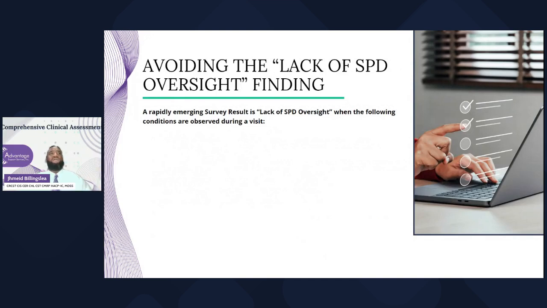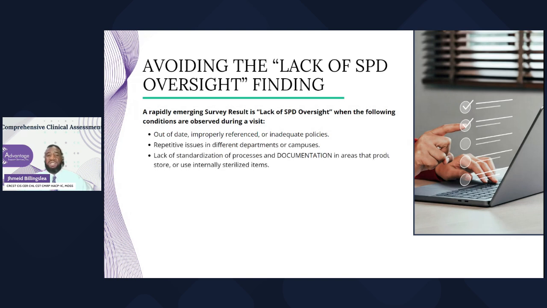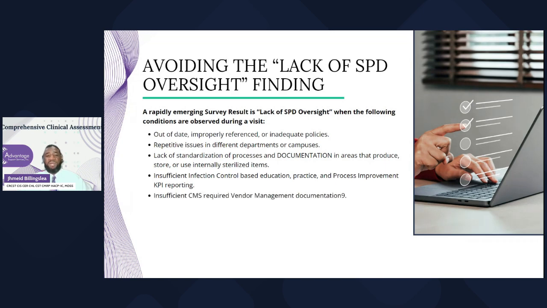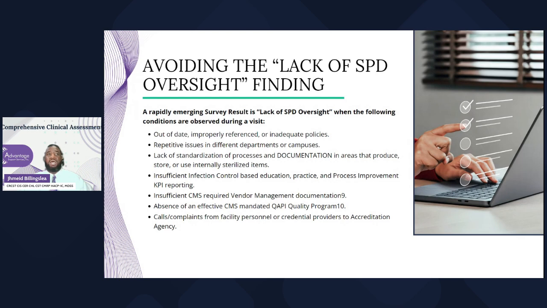So all this is to avoid the lack of oversight finding. This is a rapidly emerging survey result when the following conditions are observed during a visit: out of date, improperly referenced, or inadequate policies, repetitive issues in different departments or campuses, lack of standardization of processes and documentations in areas that produce, store, or use internally sterilized items, insufficient infection control based education, practice, and process improvement KPI reporting, insufficient CMS required vendor management documentation, absence of an effective CMS mandated QAPI program that'll get you a finding quickly, calls and complaints from facility personnel or credentialed providers to the accreditation agency.